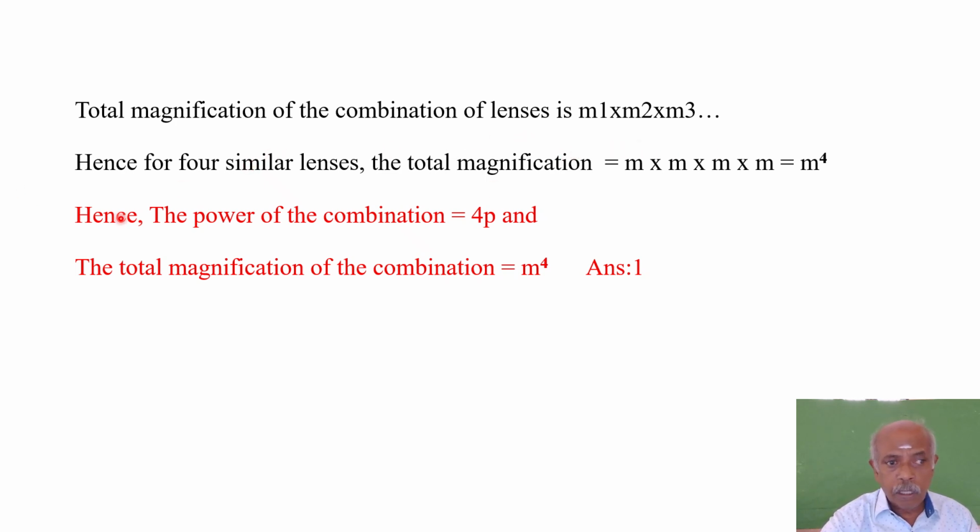So here, all the 4 lenses are similar, so the magnification of each lens is M, isn't it? So what is the total magnification? M into M into M into M, that is M power 4. So hence the power of the combination is 4P and the total magnification of the combination is M power 4. So option 1 is the right answer.